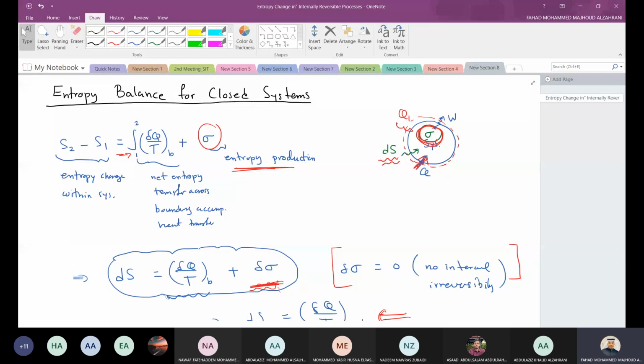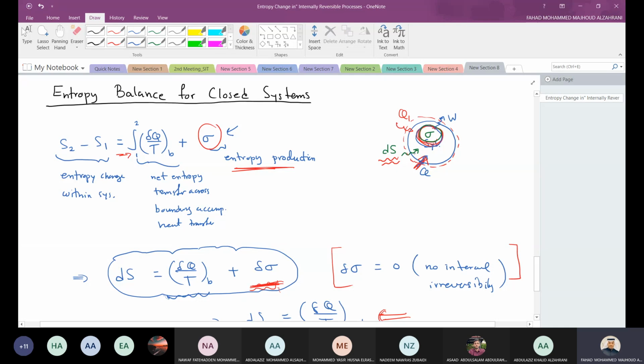And the way we introduce the entropy balance is that we said there is an entropy generation term within the system. So this sigma here is the entropy generation within the system. And we also said that entropy will transfer whenever there is heat transfer. If there is heat transfer across the boundary from the surrounding to the system, or the other way from the system to the surrounding, entropy also will transfer.